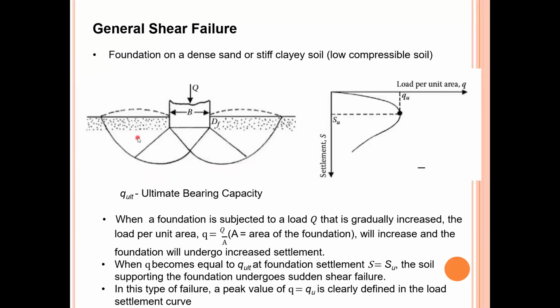General shear failure. Most of the bearing capacity equations are developed based on assuming general shear failure occurs. General shear failure occurs on foundations we establish on dense sand or stiff clay. Dense sand means, before we do the construction, we densify the soil if it's not dense enough, like compaction. So in the dense sand, this will be the mechanism of shear failure.